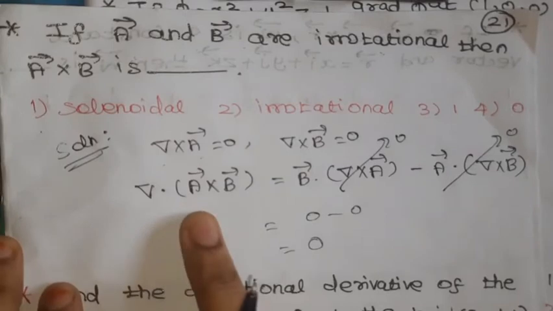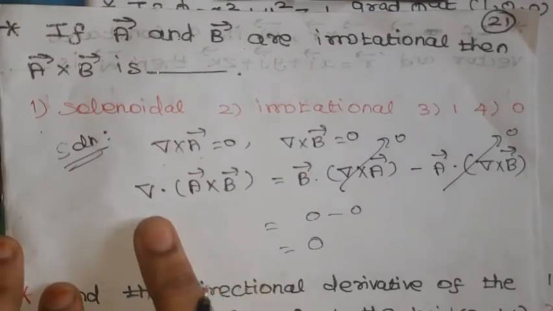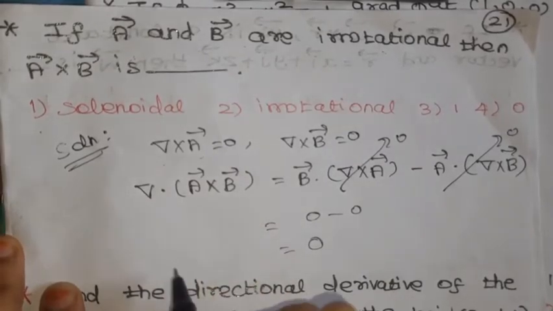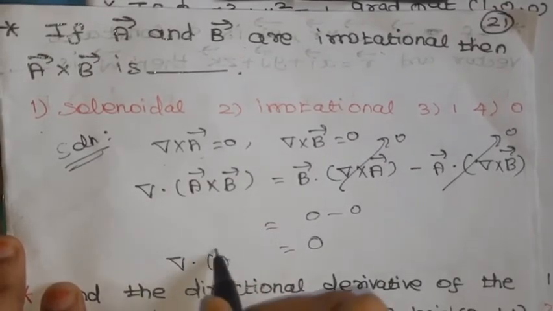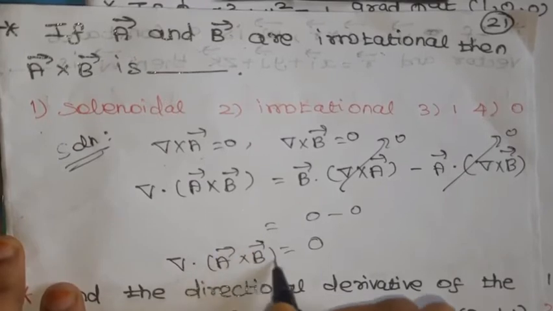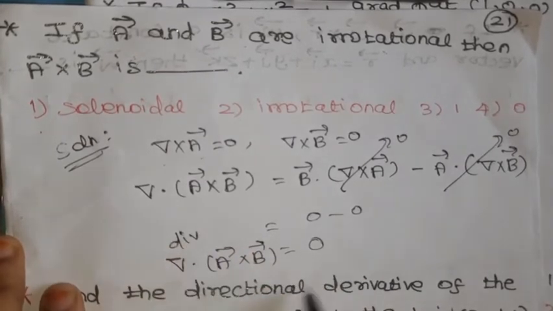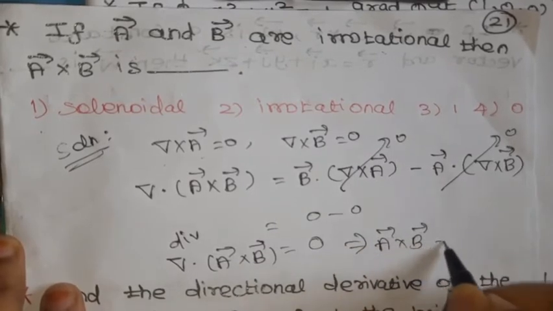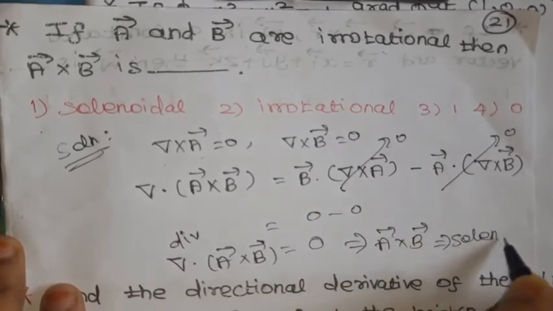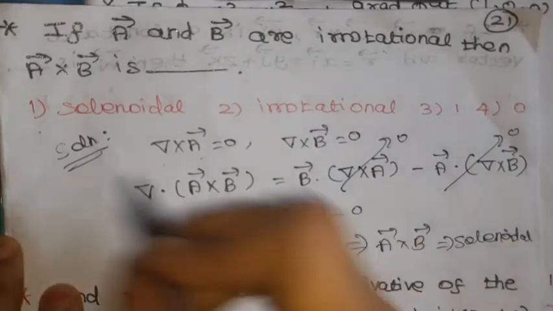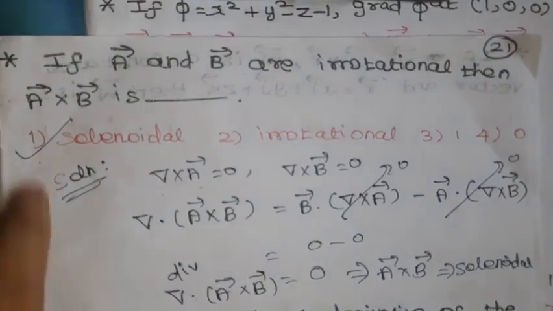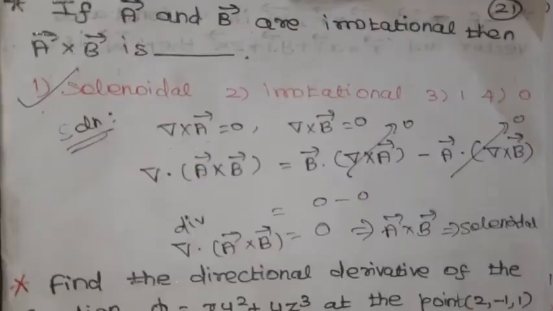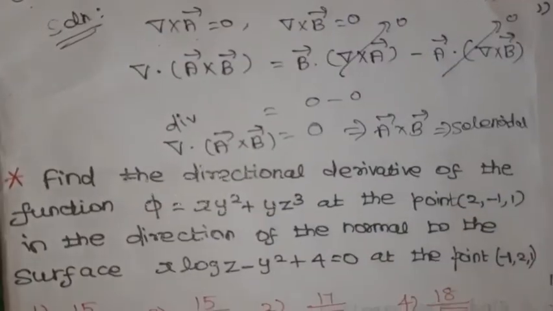So del dot A cross B is 0. What does it mean? Del dot, or divergence, of A cross B equal to 0 means A cross B is solenoidal. Option A, solenoidal, is the right option. If A and B are irrotational, then A cross B is solenoidal. Then we'll move on to the next problem.